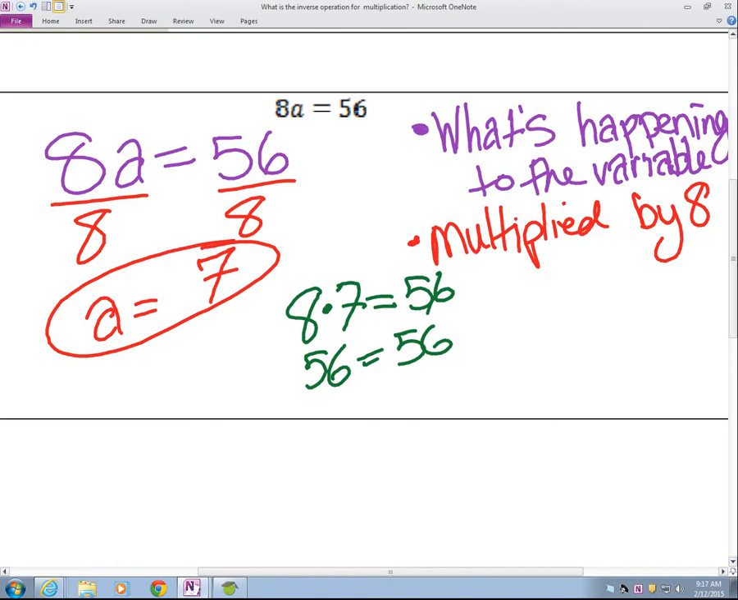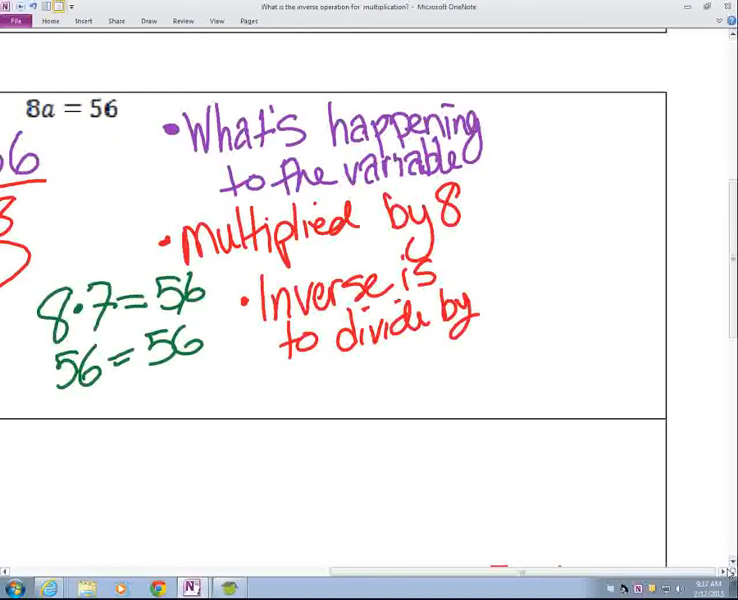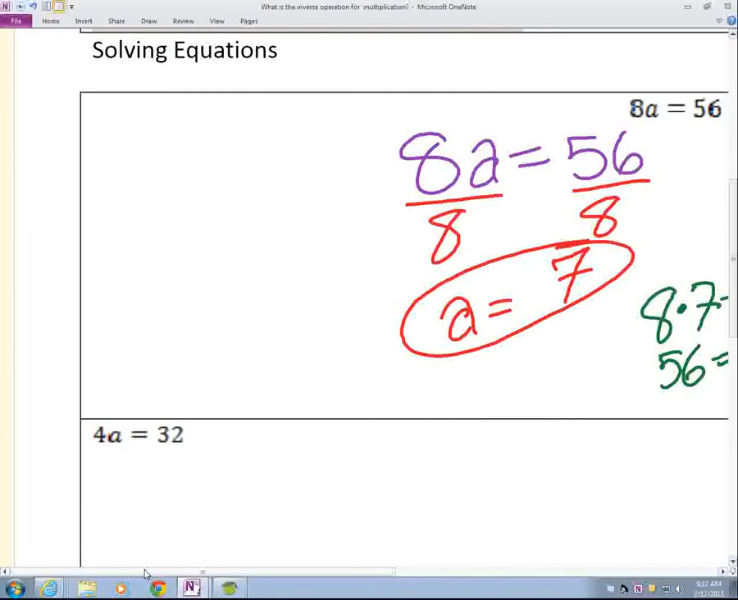So I guess I should finish what the writing is. So I guess we could go over here. Inverse is to divide by 8. Whoa. Any questions on that? Okay. My seventh grader said that this way is easier than the addition and subtraction. Next one.